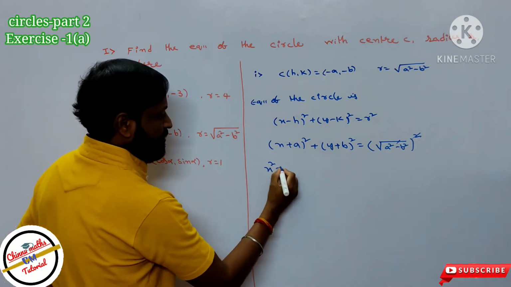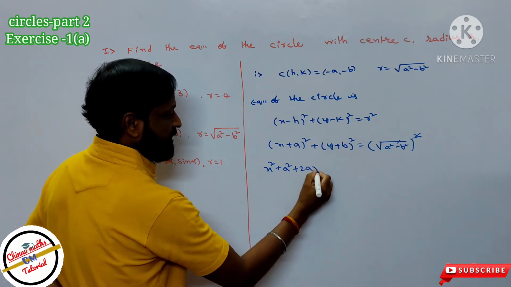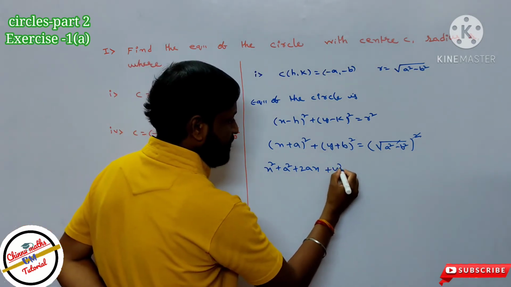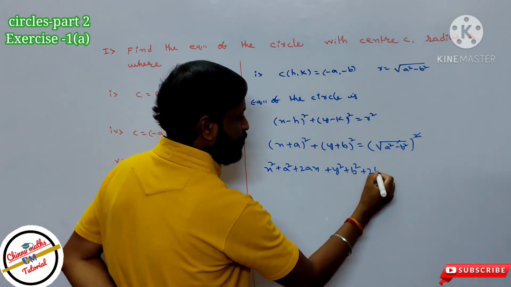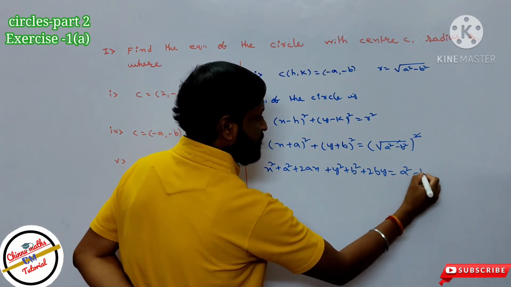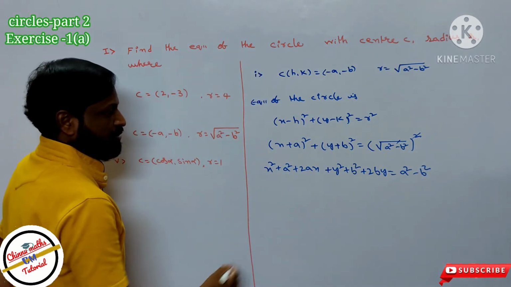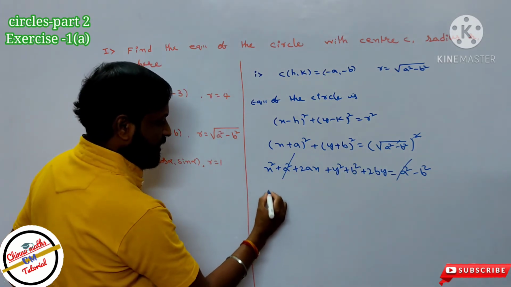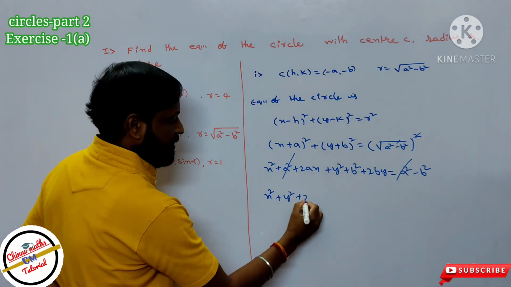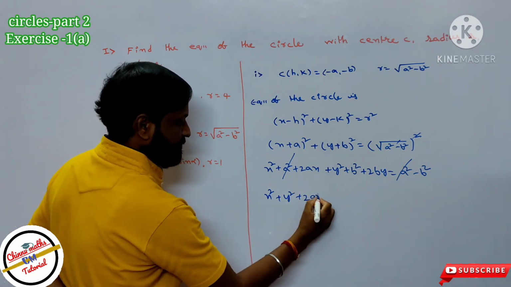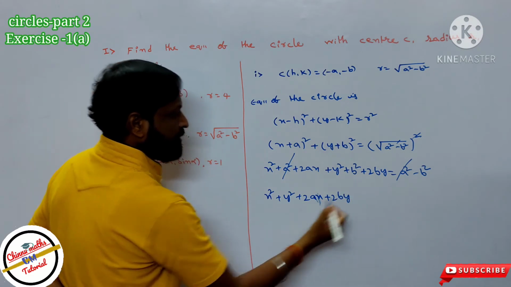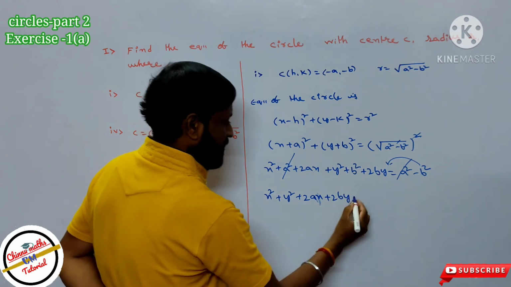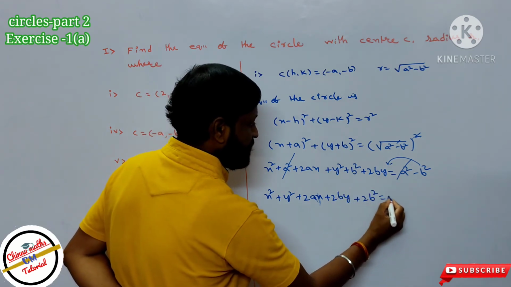Then x square plus a square plus 2ax, plus y square plus b square plus 2by, it is equal to a square minus b square. Equal terms on both sides get cancelled, plus a square and a square. Okay, next write in order: x square plus y square plus 2ax plus 2by, then the constant values. Minus b square can be written as b square plus b square, that is plus 2b square, equal to 0.